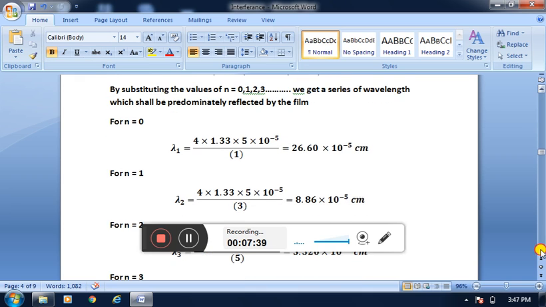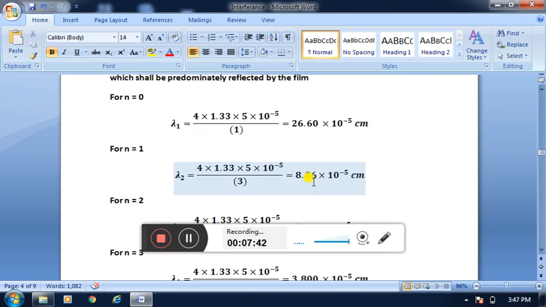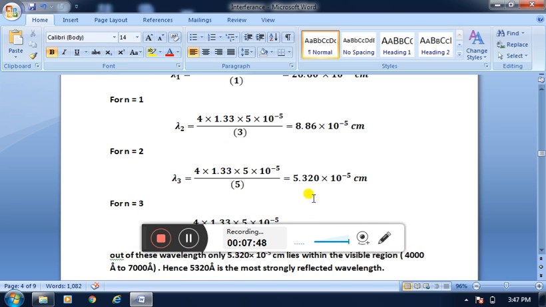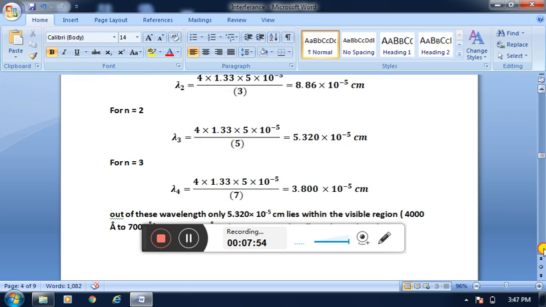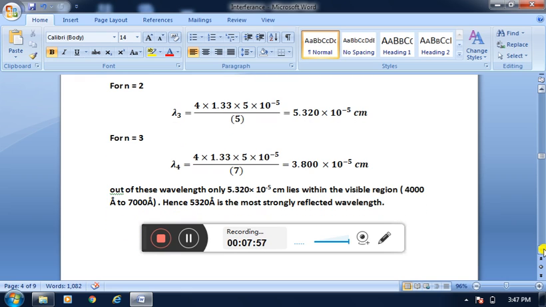For the next order, n is equal to 1, it becomes 8.8 into 10 to the power minus 5 centimeter. For n equal to 2, 5.3 into 10 to the power minus 5 centimeter. For n equal to 3, it becomes 3.8 into 10 to the power minus 5 centimeter. Dear student, we know 5.320 into 10 to the power minus 5 centimeter lies in the visible region. It means 5320 Angstrom wavelength of light for n equal to 1 is strongly reflected.